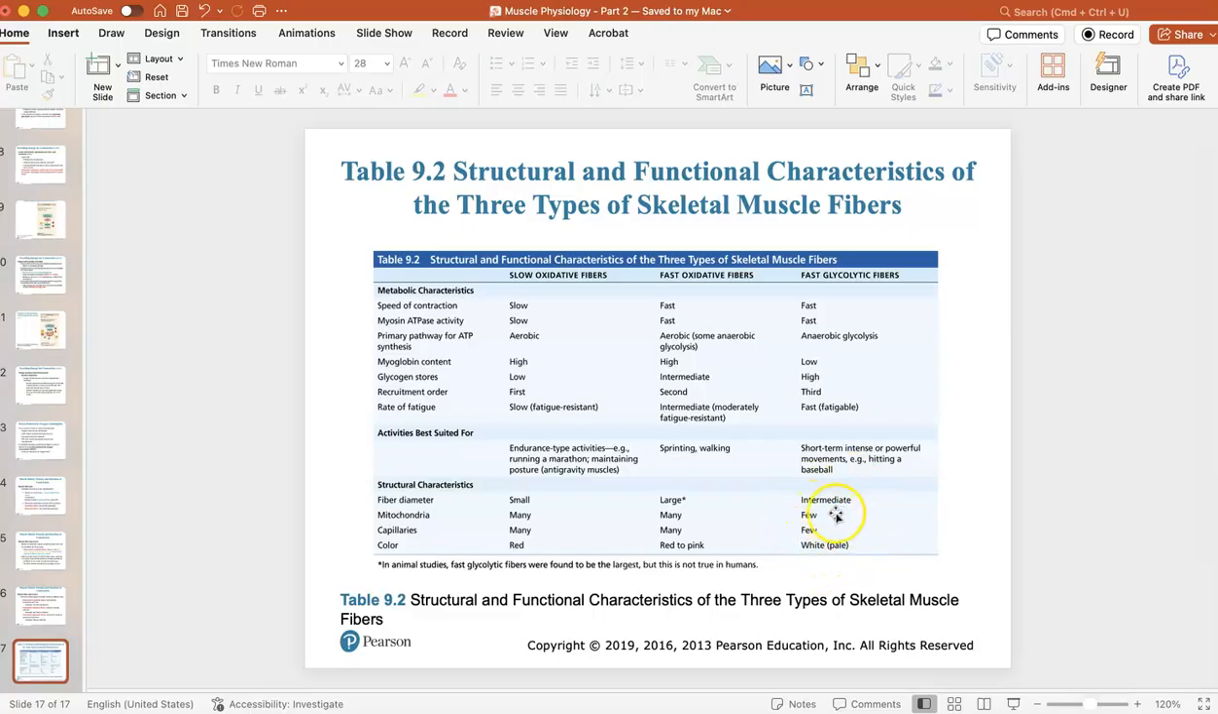So the biggest fibers have the greatest potential for force production, because more cross bridges equals more force. So the bigger the fiber, the stronger it can be, which is why the 2Bs are the strongest compared to the 1s.